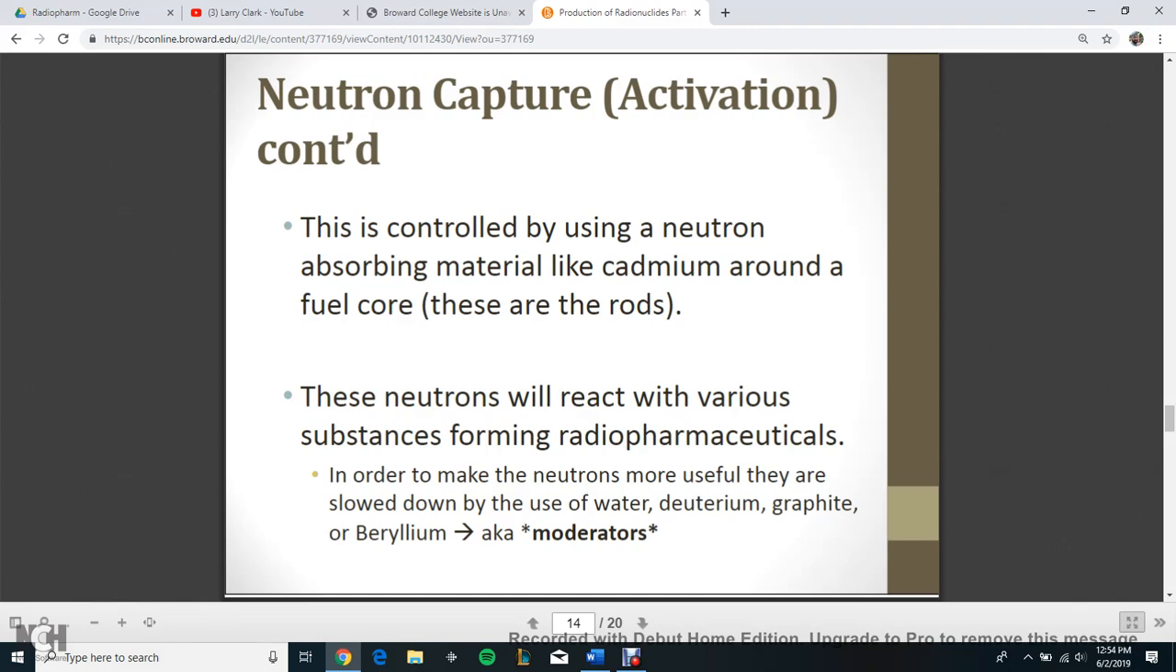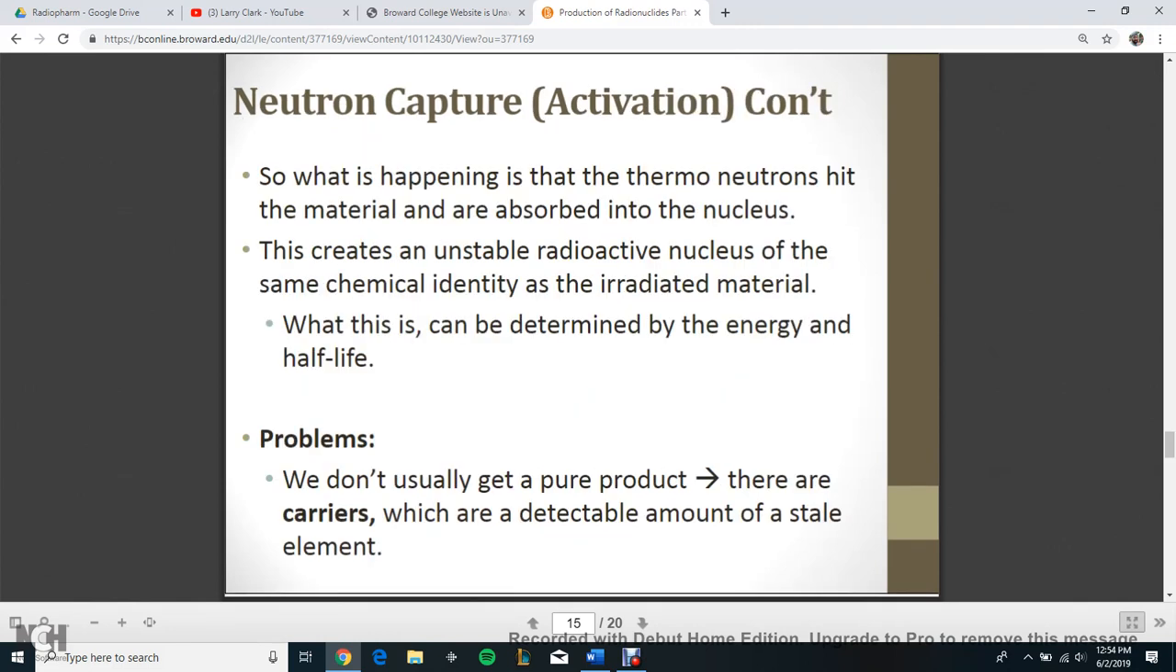In order to make the neutrons more useful, they are slowed down by the use of water, deuterium, graphite, or beryllium, also known as moderators. So what is happening is that the thermal neutrons hit the material and are absorbed into the nucleus. This creates an unstable radioactive nucleus of the same chemical identity as the irradiated material. What this is can be determined by the energy and the half-life.